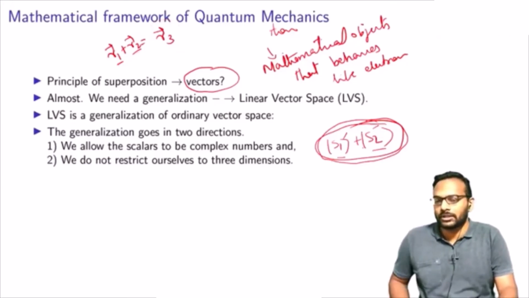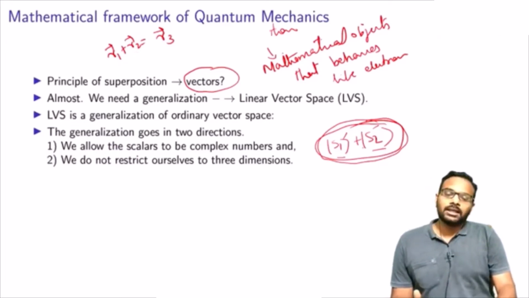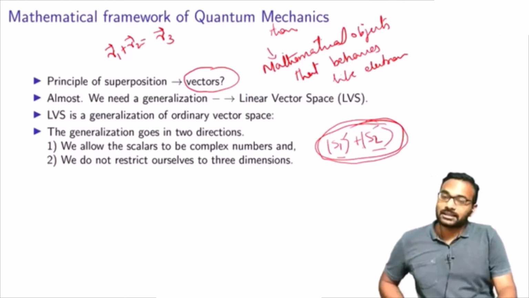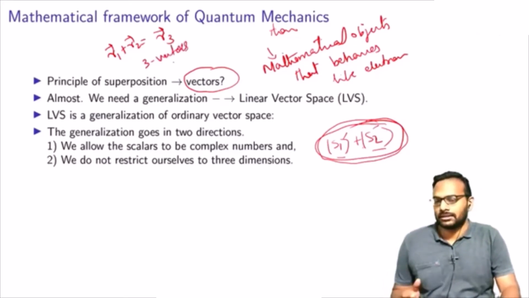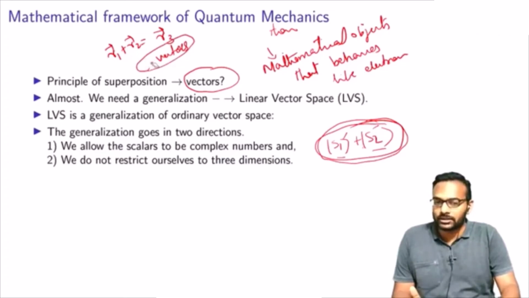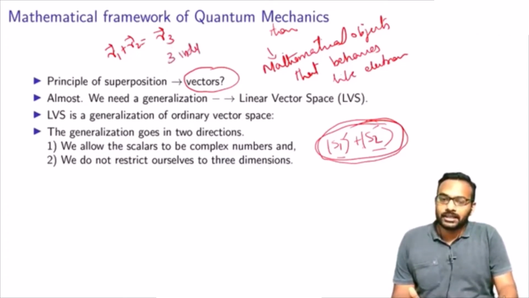Or why don't we try to represent electrons using vectors? Because they seem to behave in the same way. There's a problem here, because if you use three-dimensional vectors, which means it has three components, with i, j, k as the basis, there are only three independent vectors, three independent directions, three independent states. So you can only account for three independent states if you are taking vectors.